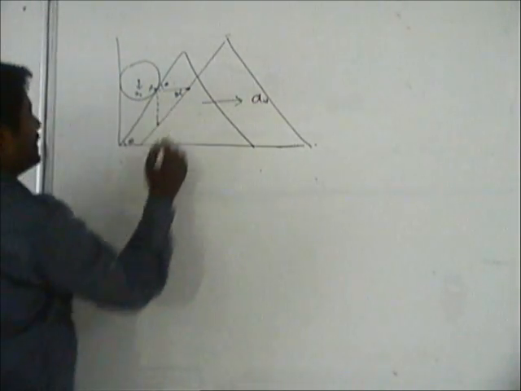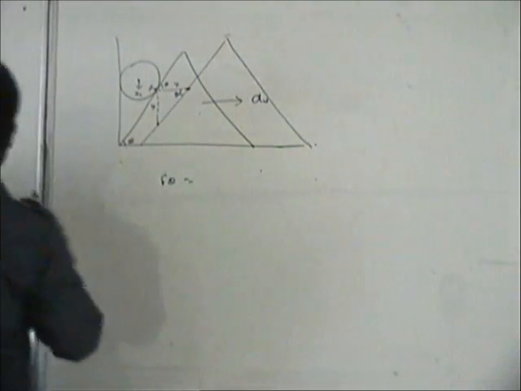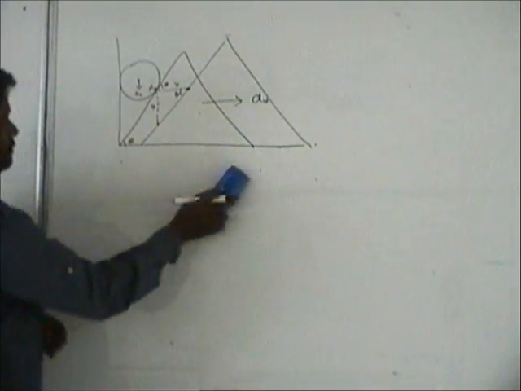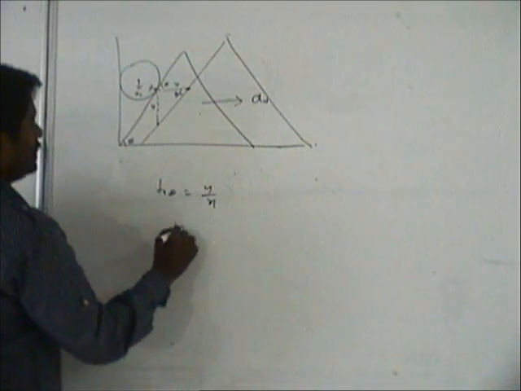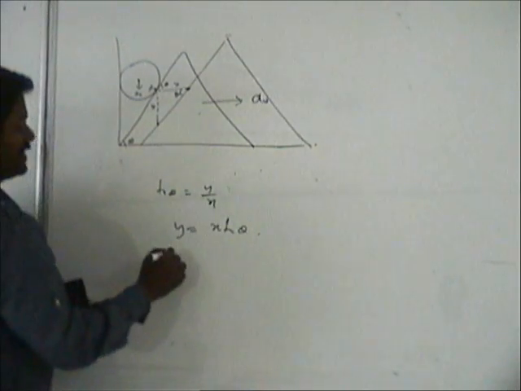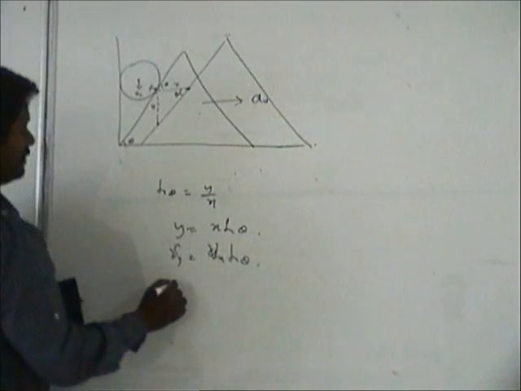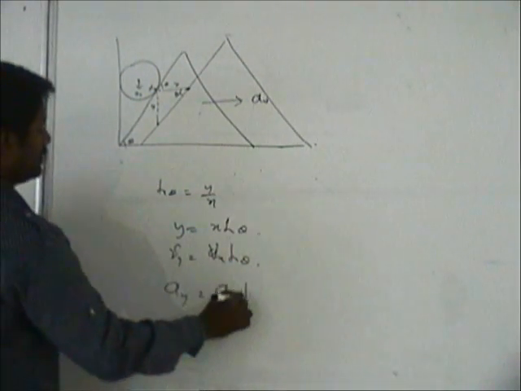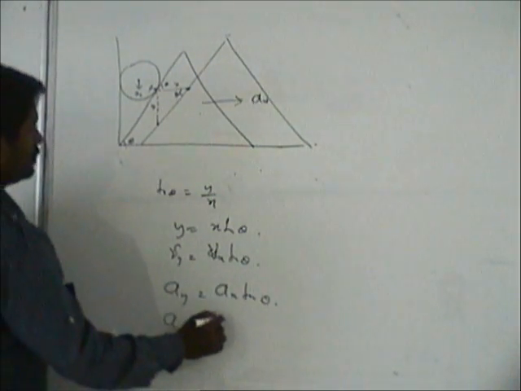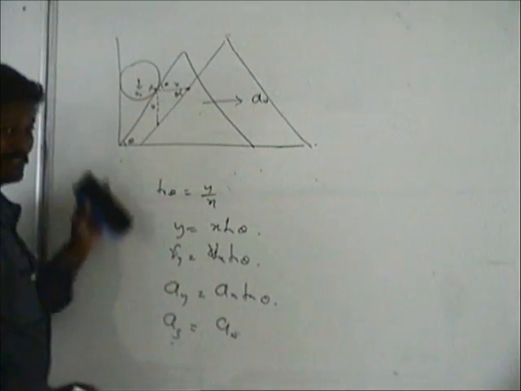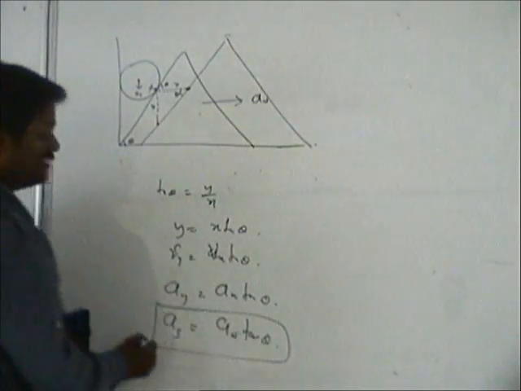That's the point. So tan theta is y by x. So y is x tan theta. Differentiate once: vy equals vx tan theta. Differentiating again, ay equals ax tan theta. That is, acceleration of the sphere equals acceleration of the wedge, because the wedge is going in the x direction, into tan theta. So in this way we get the relation.